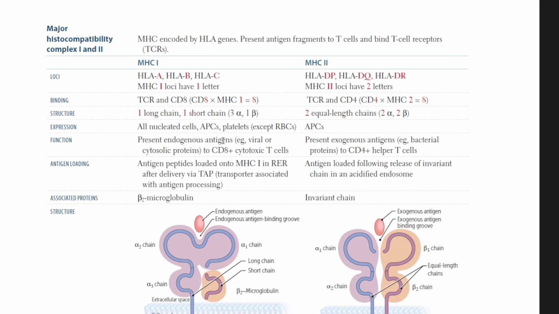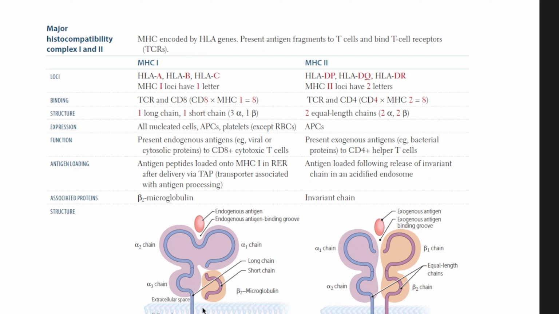It makes sense if you think endogenous, because the structure is a little tinier. They have to be tinier in order to find those endogenous antigens. The other one is bigger, so she can walk around. She has two legs. She can walk around finding those exogenous antigens. Okay, so this one, number 2, is exogenous. It's extracellular, presents exogenous antigen, and you can see the structure is bigger and has two legs, so she can walk around trying to find those exogenous antigens.